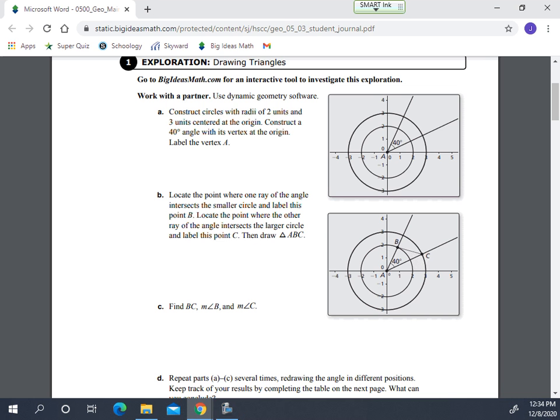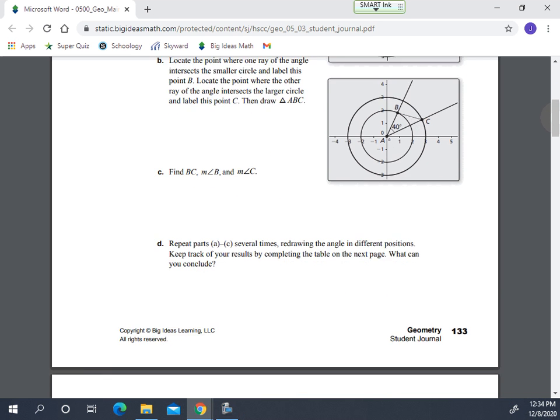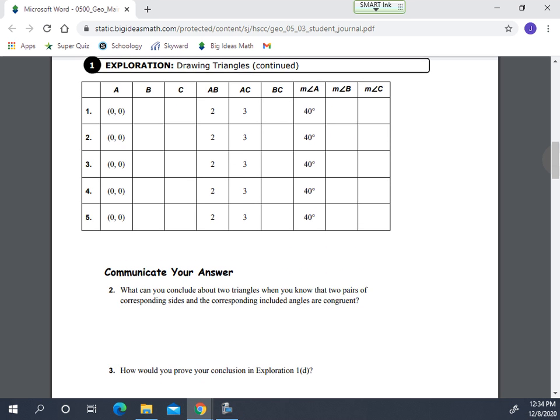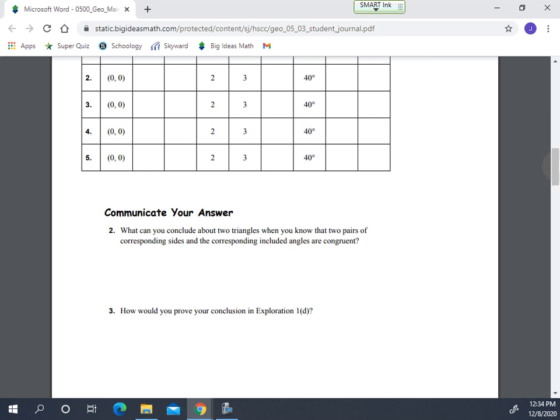All right, here we go. You guys can do this if you'd like. They give you a whole list of things. I'm going to start with question number 2 here. What can you conclude about two triangles when you know that two pairs of corresponding sides and the corresponding included angles are congruent?